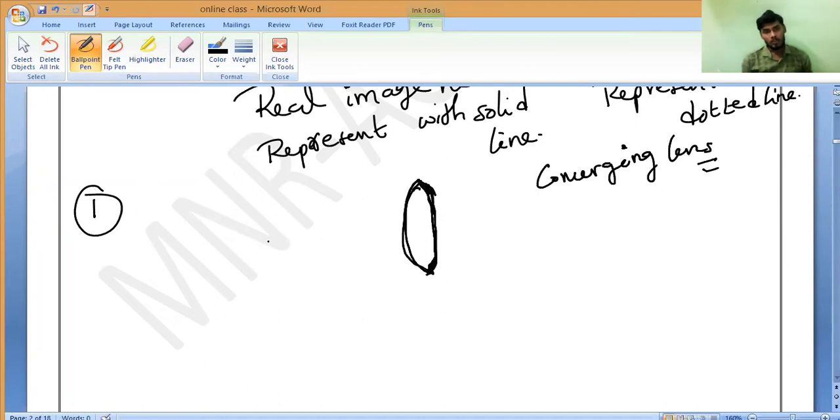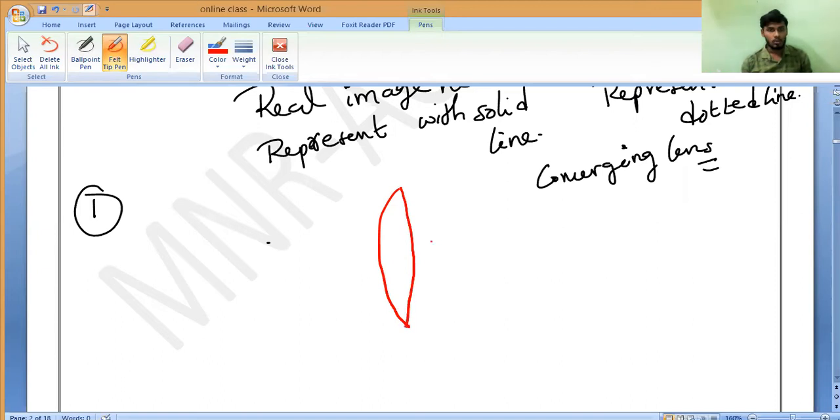If you observe, sir, it is thicker at the middle and thinner at the edges. Here, maybe it is not coming correctly. You can draw correctly. I will try to draw as neatly as possible. You also need to draw, all of you. I hope now it is okay, correct?